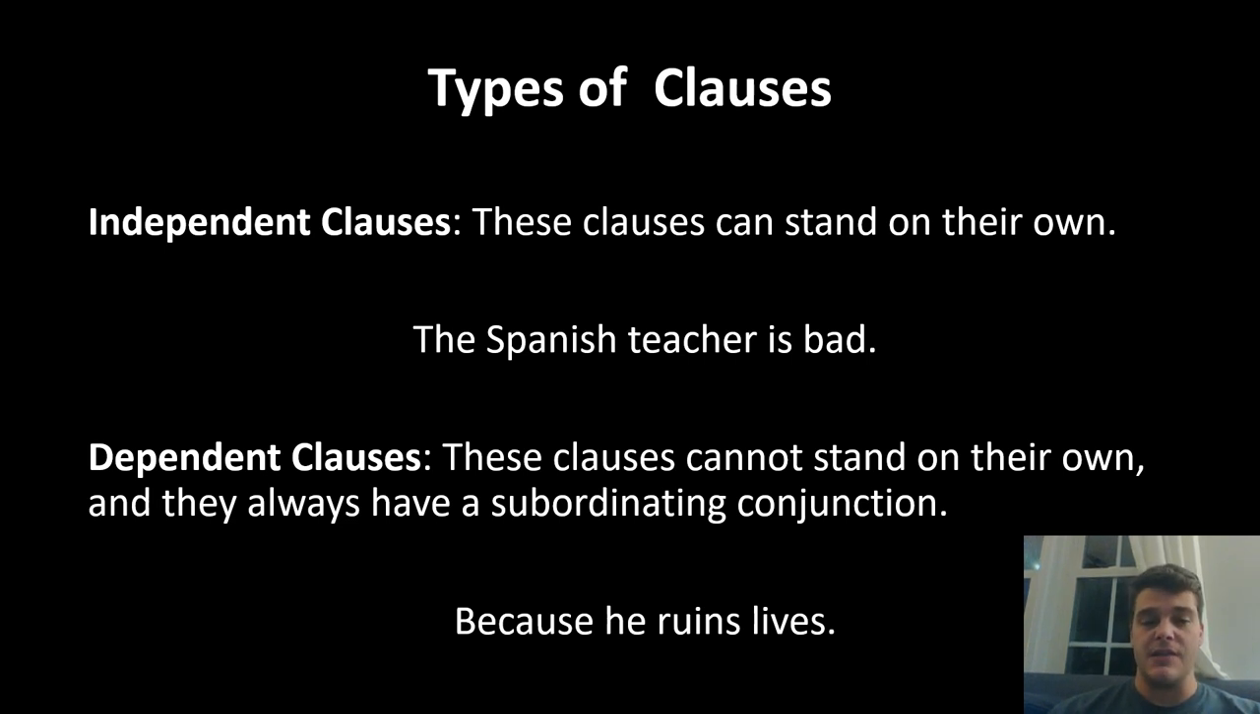Second type of clauses are the dependent clauses. These clauses cannot stand on their own and make sense, and they always have a subordinating conjunction. And we'll talk about what a subordinating conjunction is on the next slide. But it's important for you to understand that they cannot stand on their own. They're dependent on other words, other pieces of information to make sense.